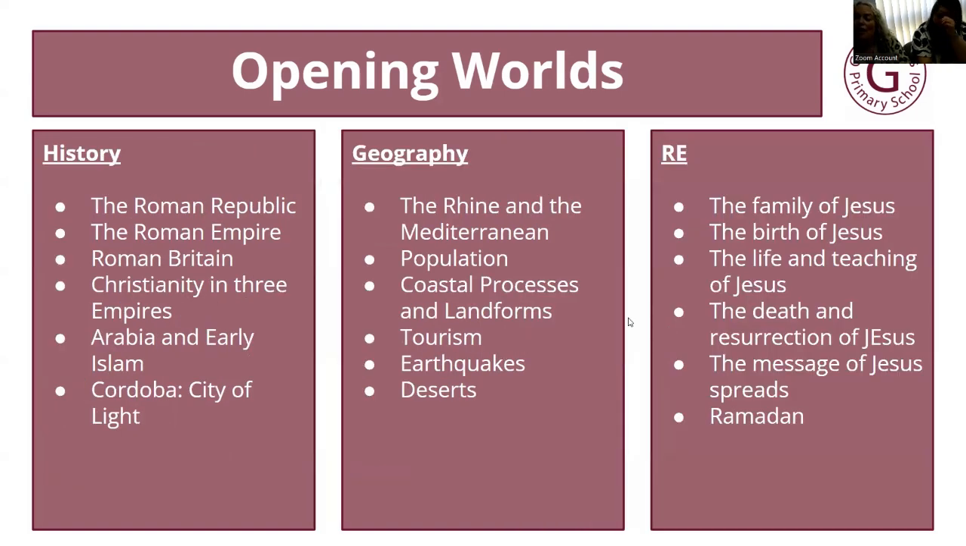So these are the Opening Worlds topics that we're going to be focusing on this year. At the moment, as you can see, we've started with the Roman Republic. And then in geography, we are going to be starting with the Rhine and the Mediterranean. And in RE, the family of Jesus. And each bullet point down is a new half term. So after the Roman Republic, after half term, we then do the Roman Empire. It's all chronological. It all interweaves and interlinks.